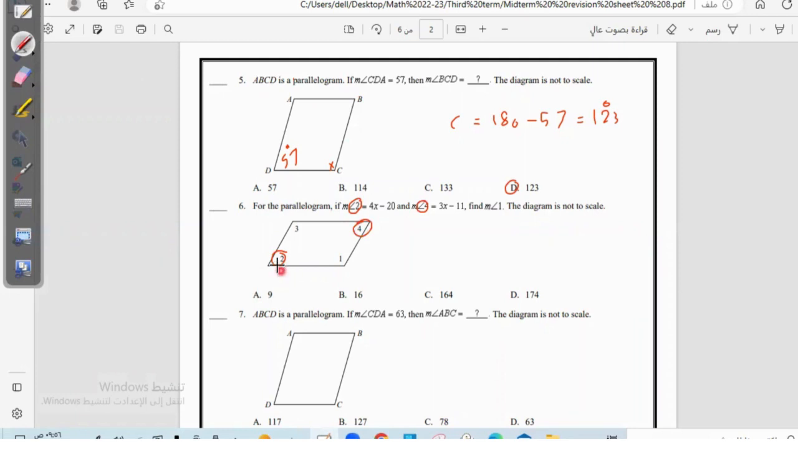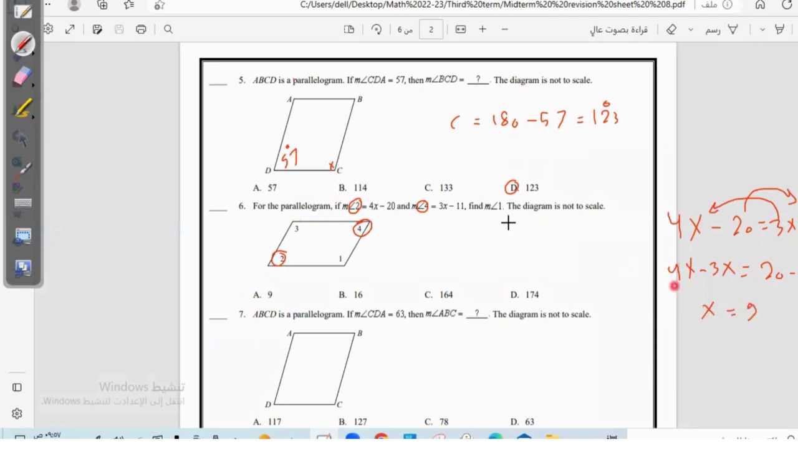So basically 4x minus 20 equals 3x minus 7. Now move number with number and variable with variable. So it's going to be 4x minus 3x equals 20 minus 7. You should exchange the sign. So x equals 13.